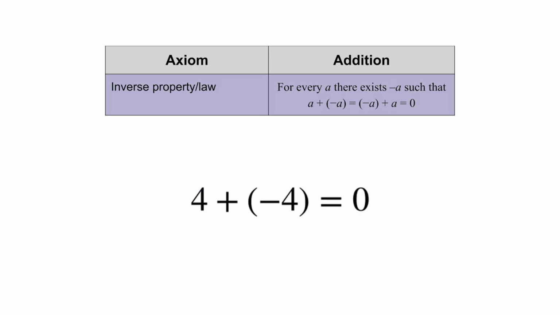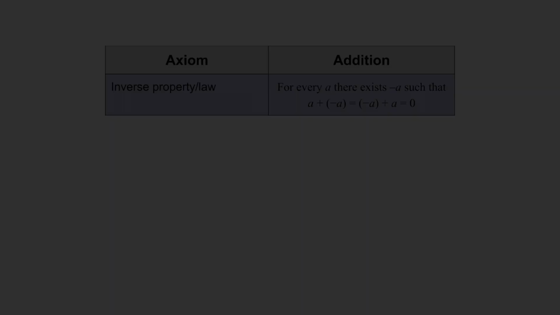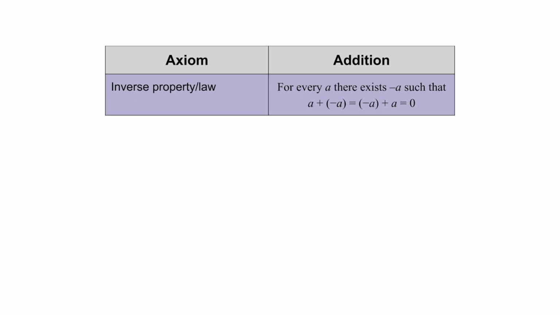For example, for positive 4, the additive inverse would be negative 4, as positive 4 plus negative 4 is equal to 0. A number and its additive inverse are sometimes together called a zero pair, since they add to 0. We can simplify calculations involving addition and subtraction of positive and negative numbers by using zero pairs.